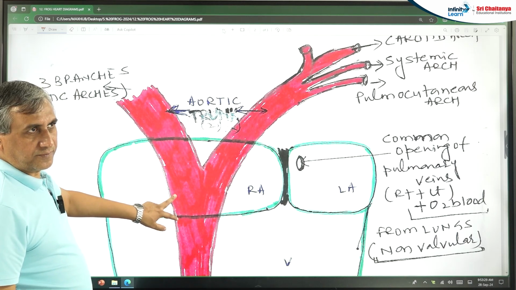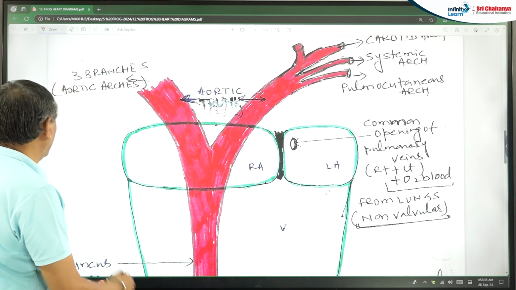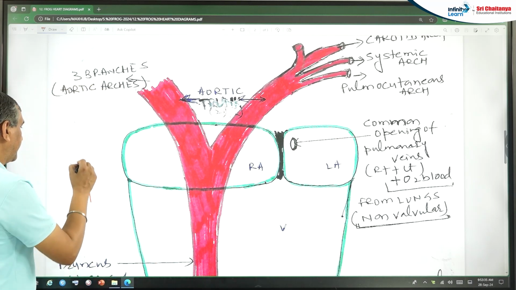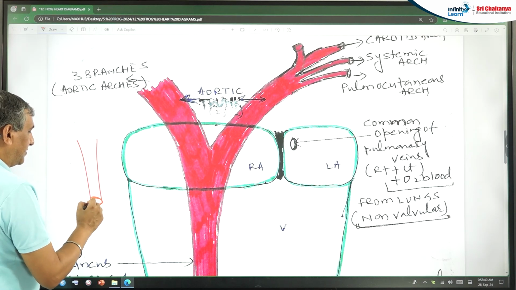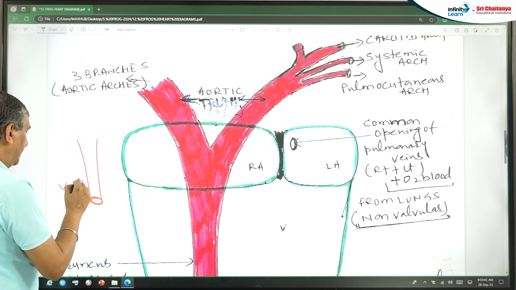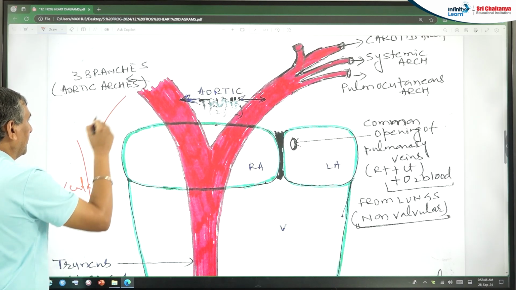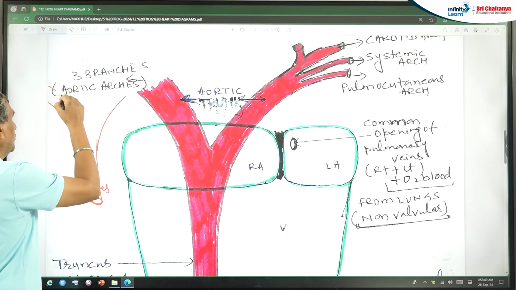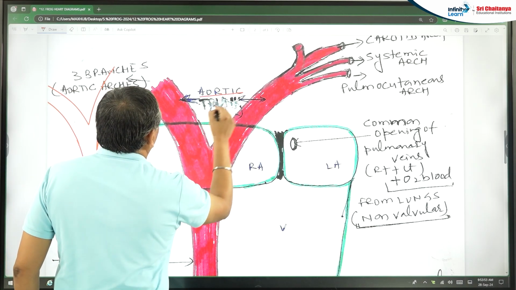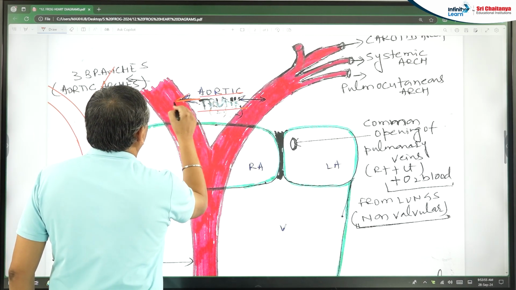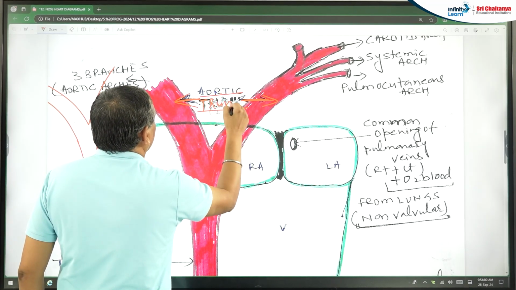See, here the diagram is done related with the conus arteriosus. Conus arteriosus is a structure which arises from the ventricle. After coming out from the ventricle, it divides into two aortic trunks. So if you say, what are they? They are the aortic trunks.